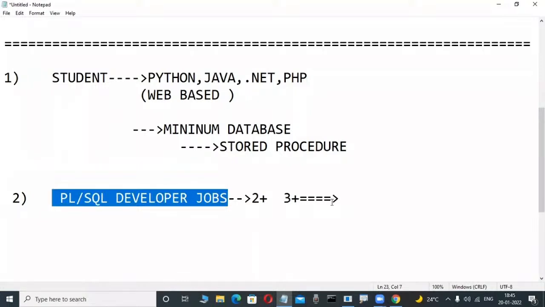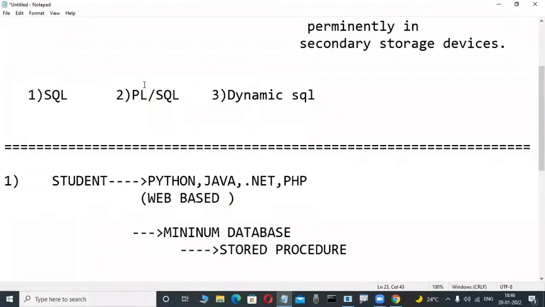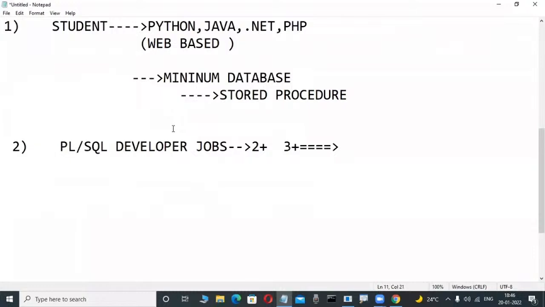I'm teaching in-depth knowledge of our concepts, including what is asked in interviews. Those persons apply for PLSQL developer jobs also. Many people learn this course because in this course we learn SQL and also PLSQL. Again, observe here, this is for PLSQL developer job purposes.